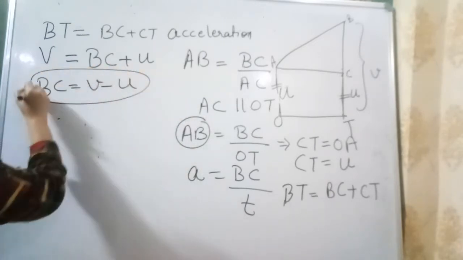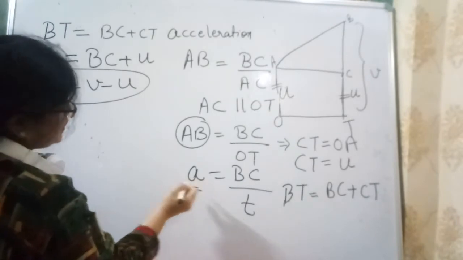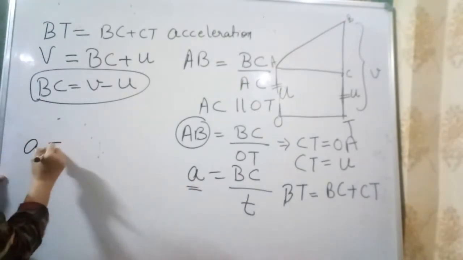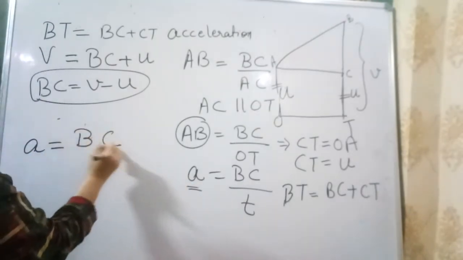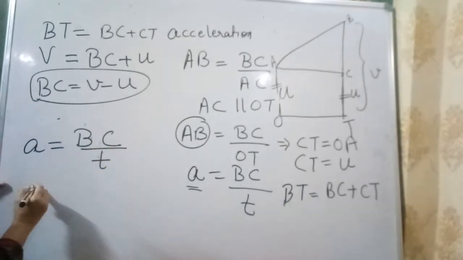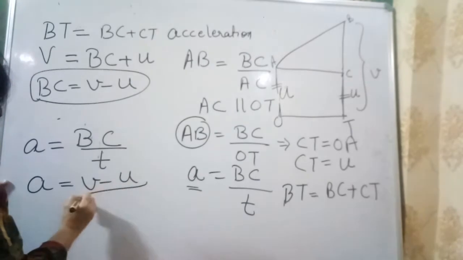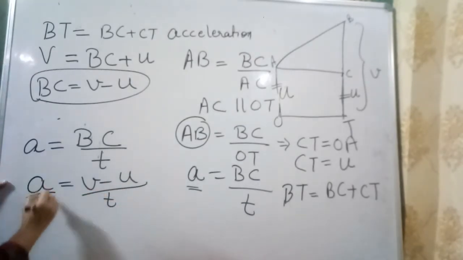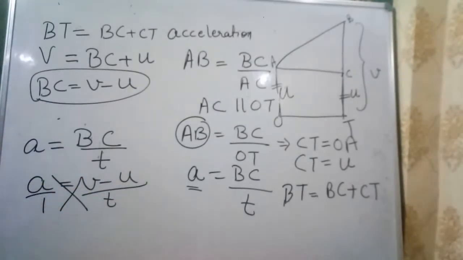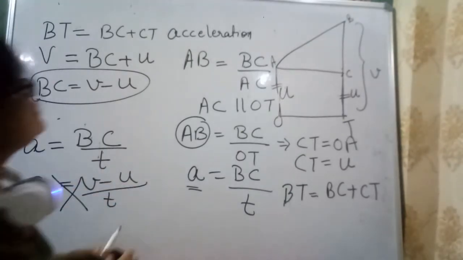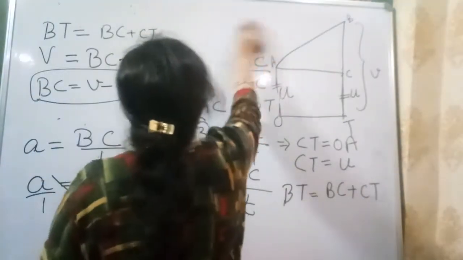Now we put this value into this equation, where we have A is equal to BC upon small t. That means A is equal to V minus U upon t. Now cross multiply it. Note it down please.